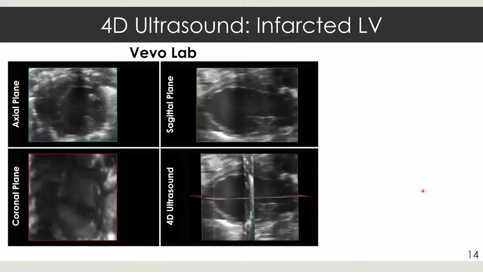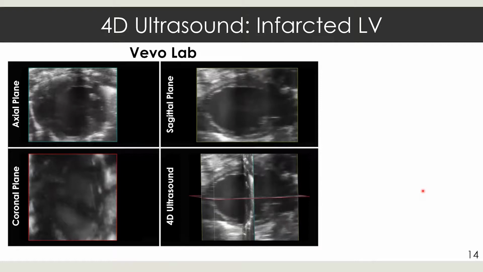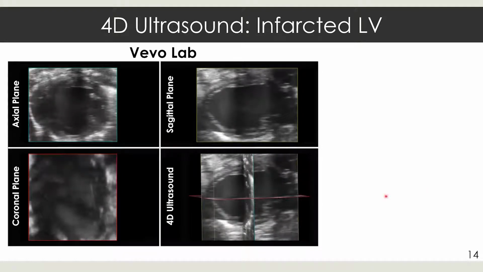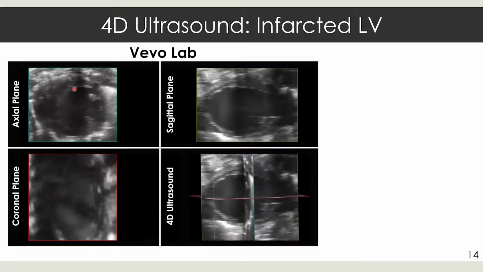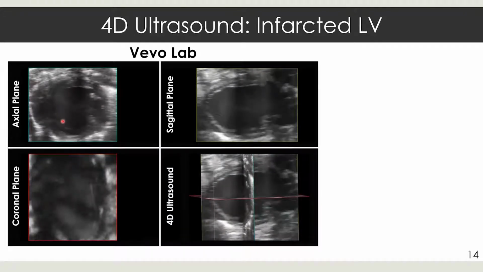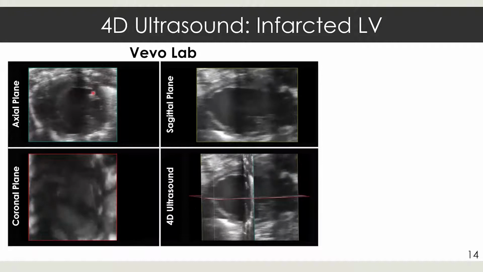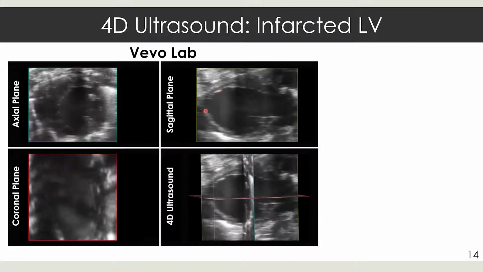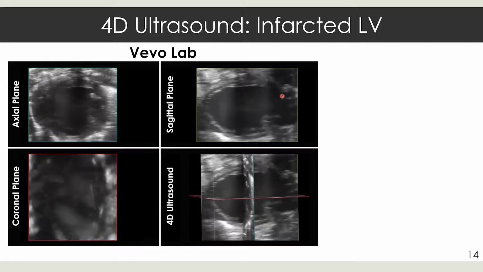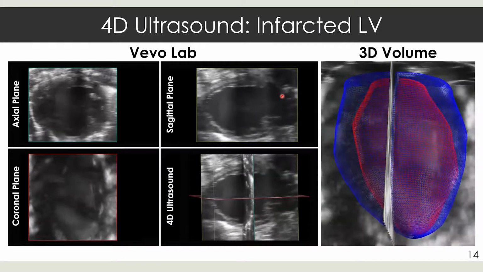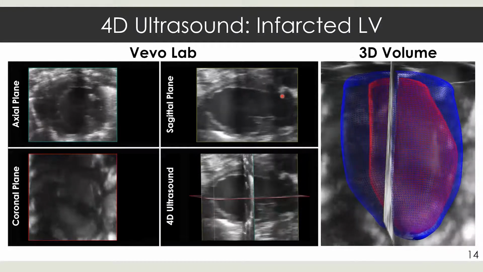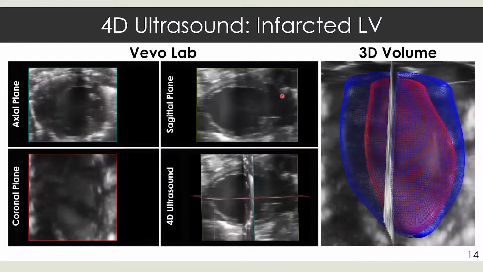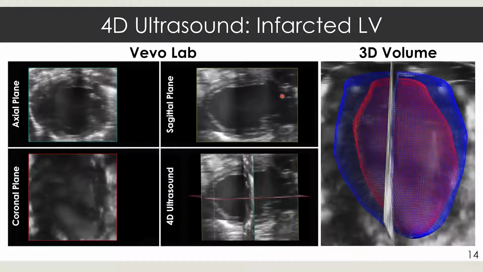Now, when you look at the 4-dimensional ultrasound data of the infarcted left ventricle, you can see regions of asymmetry in terms of contraction, where the septal wall here is contracting a lot, but the lateral wall doesn't really contract that much. And you see a similar pattern in terms of the apex compared to the base, where the base is contracting a lot, whereas the apex doesn't really. And then you can again render the 3D geometries using VivoLab to get a sense of the kinematics and geometry throughout the cardiac cycle.